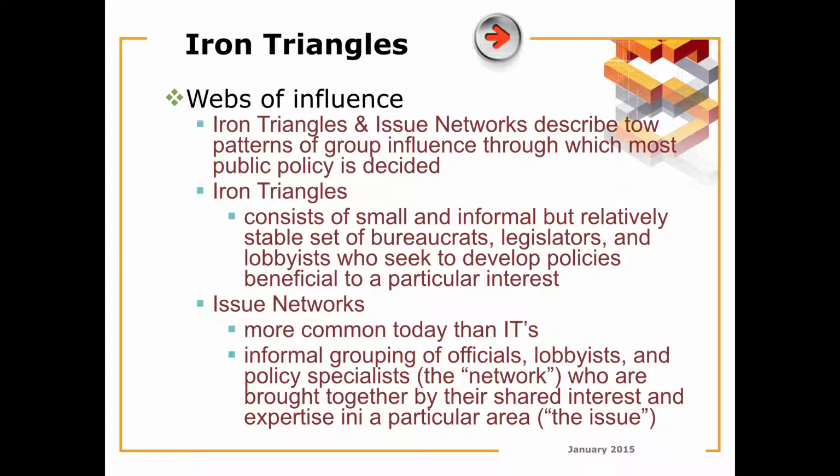Now, issue networks have become more common than iron triangles in the last 20 years, and it's an informal grouping of officials, lobbyists, and policy specialists, the network, who are brought together by their shared interest and expertise in a particular area. As a matter of fact, it may be that a number of opposing groups are in the same issue network. They have a great deal of policy expertise. They're less stable. They're less clearly defined in comparison to the iron triangle.